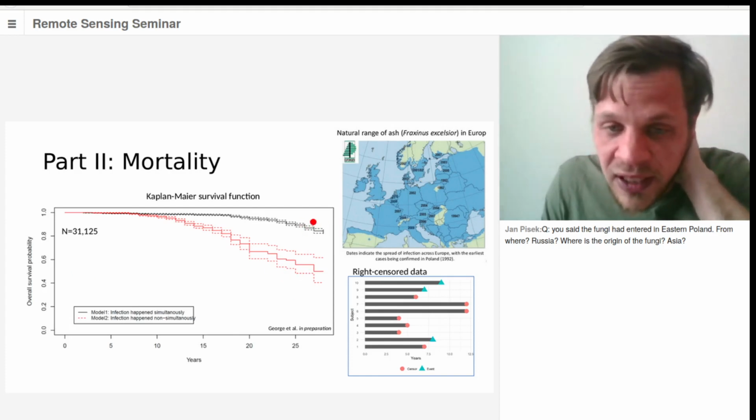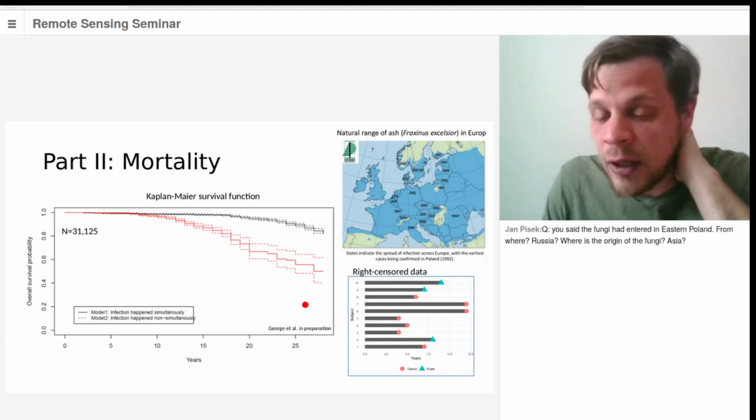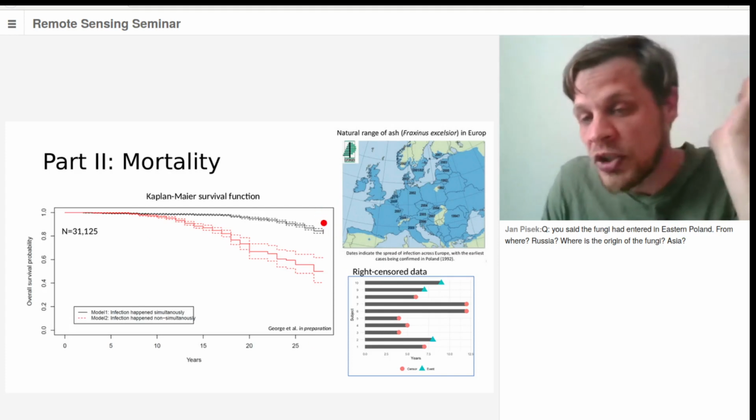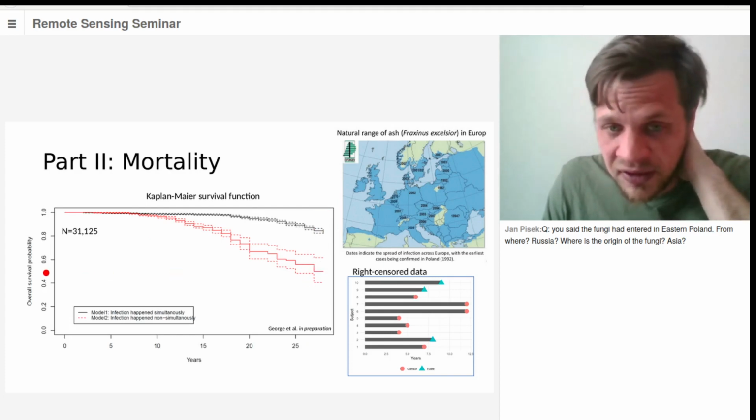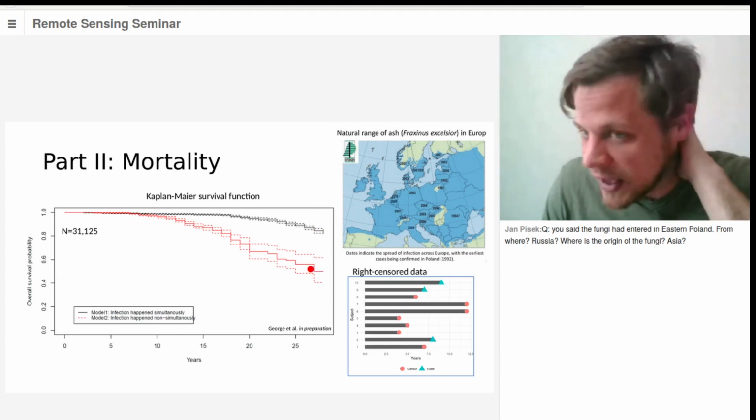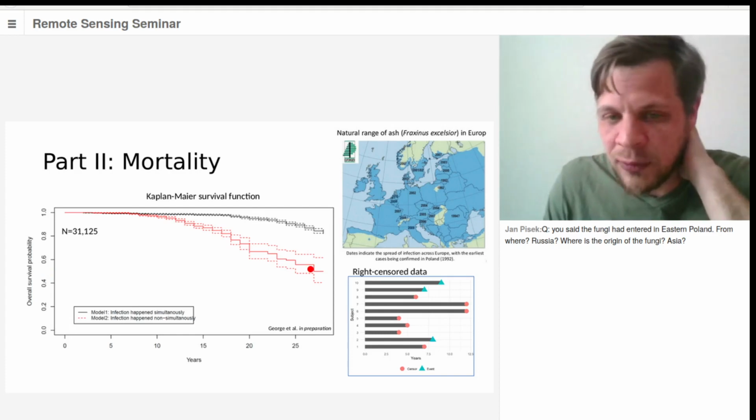In the first case, one would assume, well, the overall survival probability is 0.8 after 30 years, which is not that dramatic actually. But the truth is, it isn't. It is 0.5 after 3 decades of infection, and this makes a huge difference.